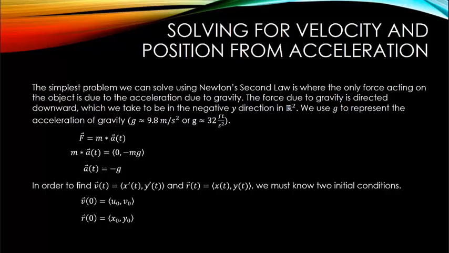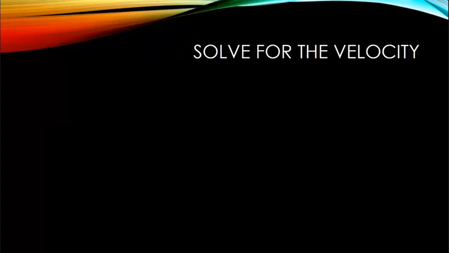Once I have these two initial conditions and F is equal to m times the acceleration vector, I can solve for the velocity by simply integrating the acceleration vector. v of t is equal to the integral of a of t dt. This gives me negative the integral of g dt, so that my velocity vector is given by the components 0 and negative g times t plus the vector c, which is an arbitrary constant vector.